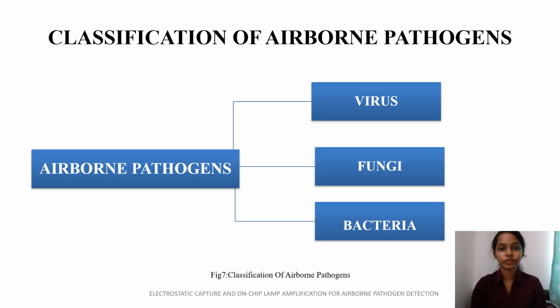So the airborne pathogens are mainly classified into three: virus, fungi, and bacteria. We have familiarized them earlier in the introduction slide, as we have seen that viruses are very small particles and they can spread quickly in air. Fungi and bacteria are larger particles compared to viruses.